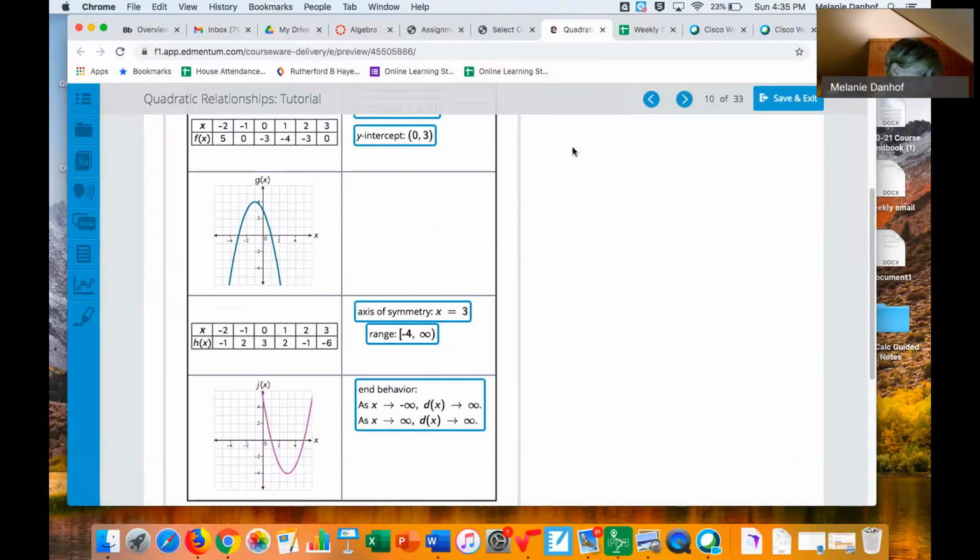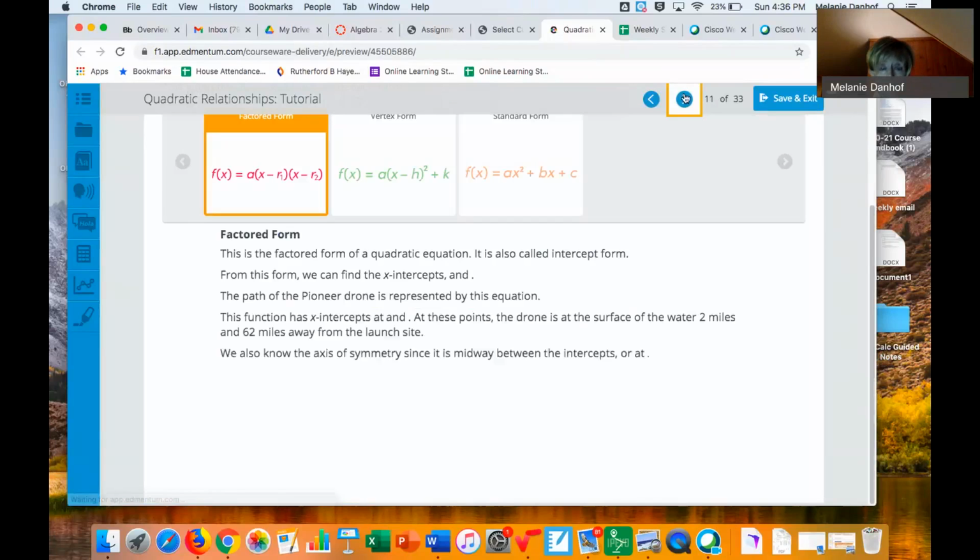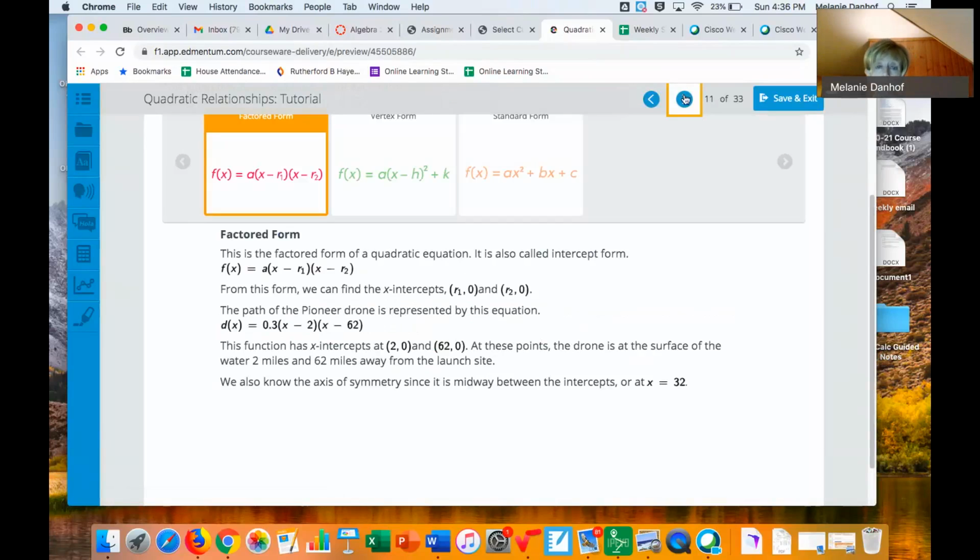I want to take a look at one more screen here, number 11. Oh, no, I don't. I'm going to make another video for this one.